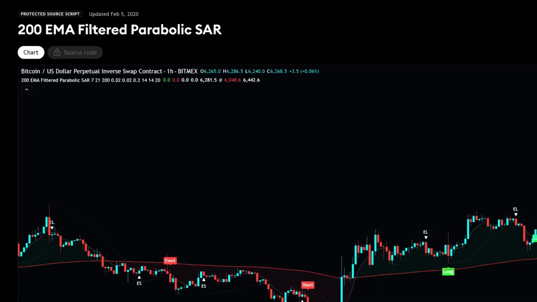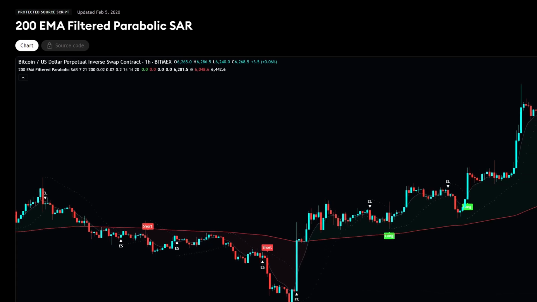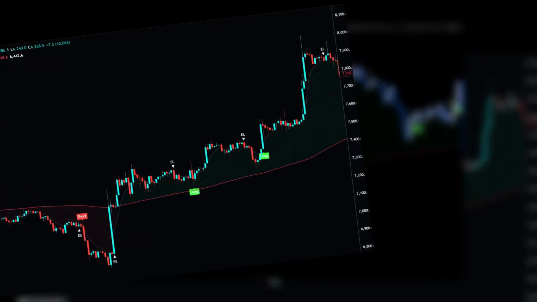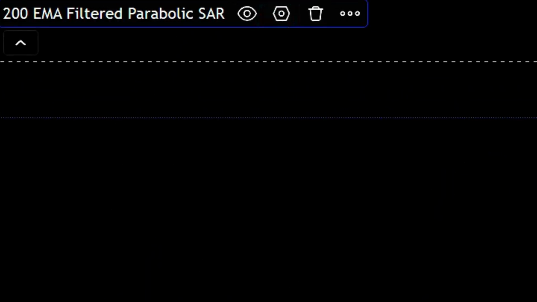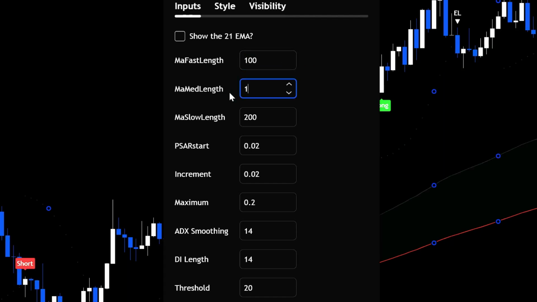But just like the MACD, we need to adjust it for our strategy. Alright, let's dive a little deeper into tweaking the 200 EMA filter parabolic SAR, but I promise we'll keep it interesting. Head into the indicator settings and we'll start with the inputs tab. We're changing the MA fast length to 100. Think of this as looking at price movements over a shorter period. The MA mid length goes all the way down to 1. And then we have the MA slow length set at 200, which gives us that long-term view of the overall trend.